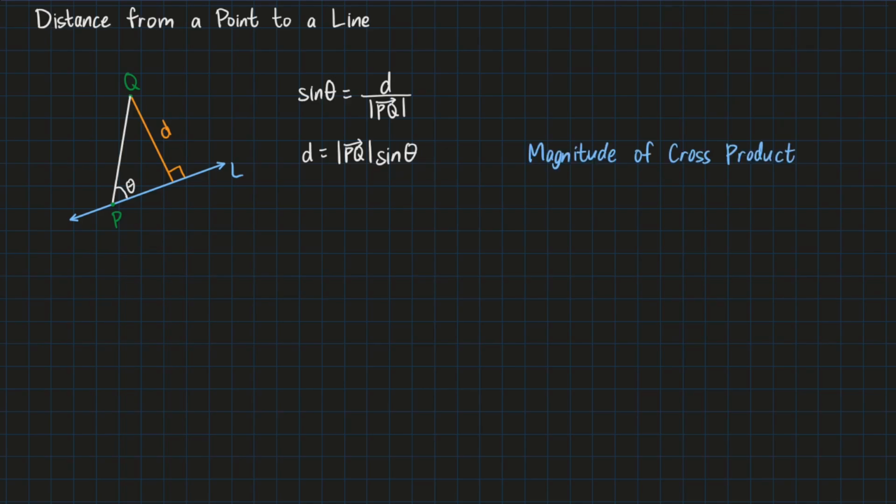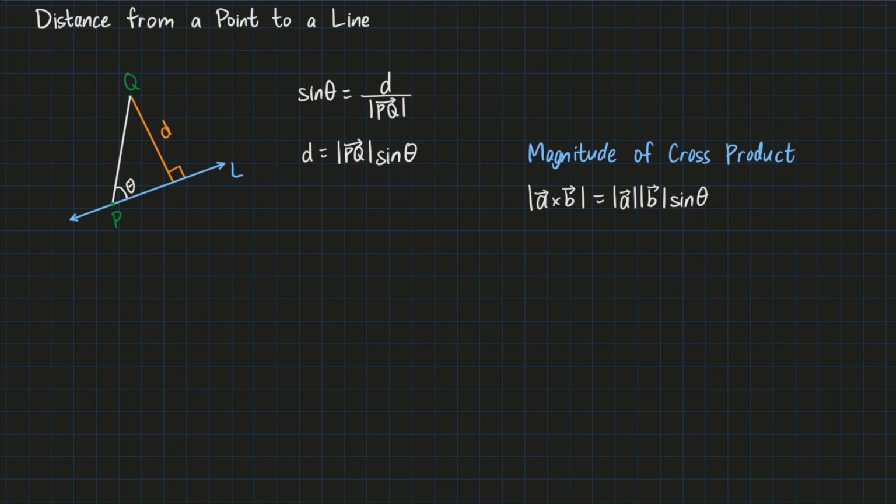So the magnitude of A cross B equals the magnitude of A times the magnitude of B times sine of theta. And again, theta is the angle between vectors A and B, where both vectors A and B share a point on their tail. So if we look back at our distance equation, we're missing a magnitude of a second vector.